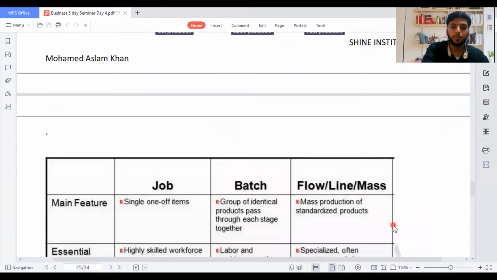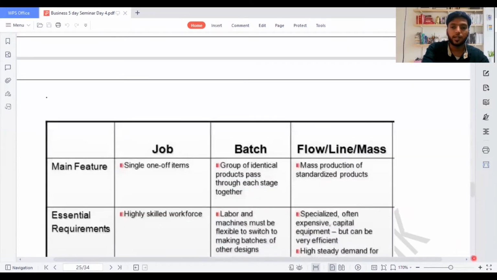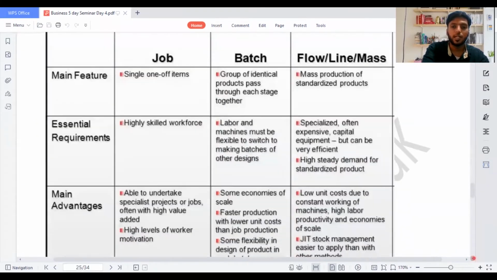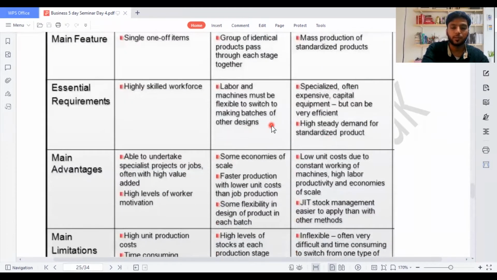Then we have the next part: batch production. A group of identical products passes through each stage. Labor and machines must be flexible to switch, making batches of other designs. So they should be able to switch into different designs, and the machines should be available in that flexible way. Some economies of scale. Sometimes you might achieve economies of scale.